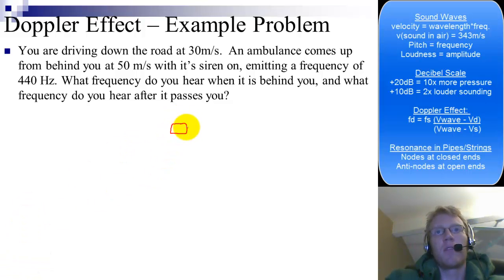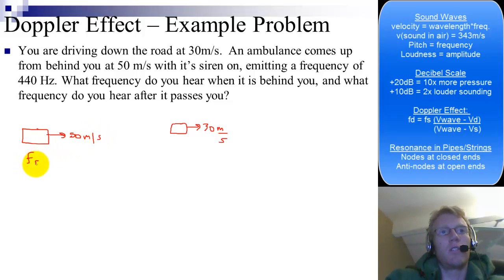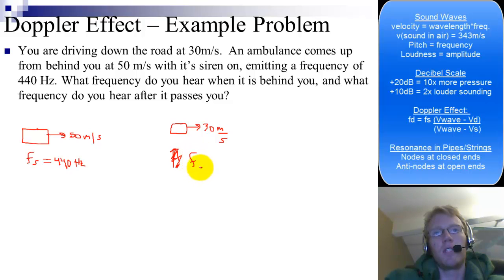Okay, we're going to be right here, and we're going 30. And this ambulance is over here, and it's going 50. And the frequency of the source is 440 hertz. And we want to find out the frequency detected equals question mark. And the velocity of sound, we're just assuming it's regular air, will be 343 meters per second.